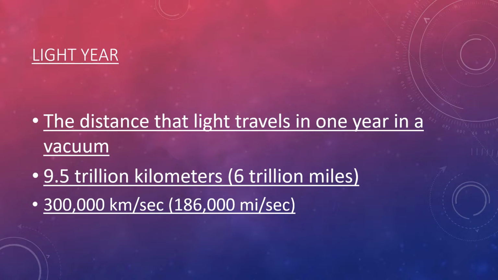Light travels about 300,000 kilometers per second or 186,000 miles per second. So this is extremely fast. So you can just imagine, 9.5 trillion kilometers. That's an insanely massive expanse. But we had to create this when we started looking at other stars and the distance from the Sun to other stars.